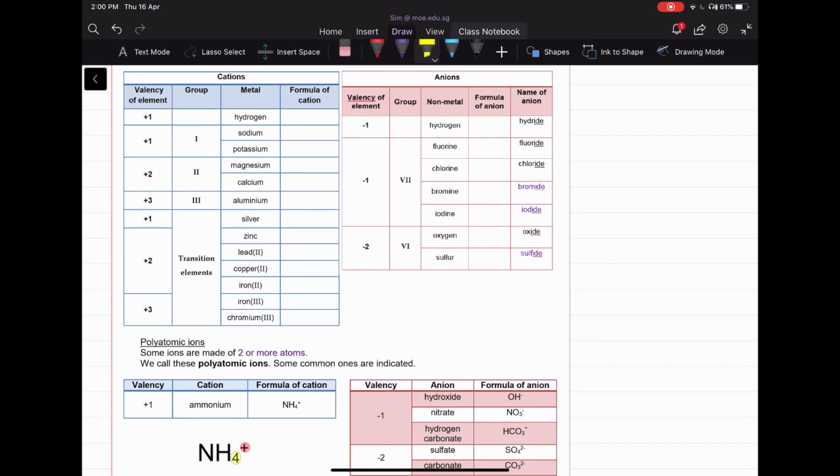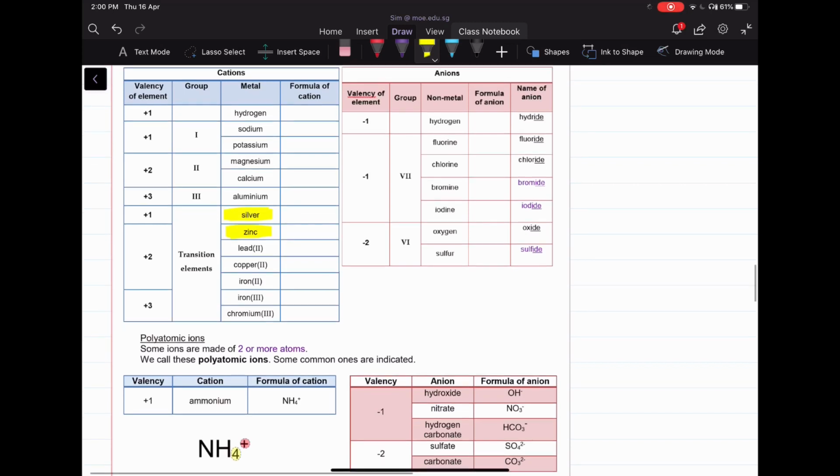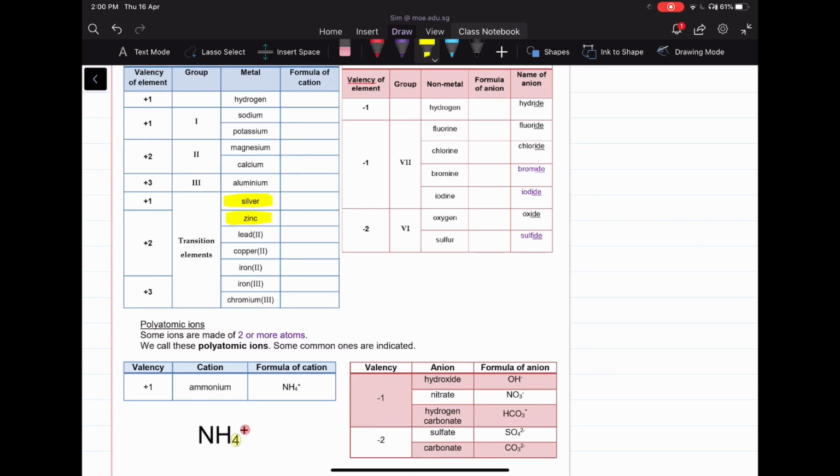Number one, you know that zinc ion and silver ion, those that I'm highlighting now, have a fixed charge. So I'm going to explain how you know what's the charge later on. Number two, you need to remember that all these polyatomic ions also have a fixed charge, and you need to know their charge also. So you need to know the formula by heart, so that you don't confuse yourself as you go along, because chemical equations will tap a lot on this thing.